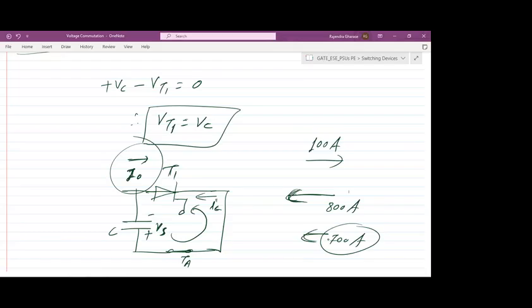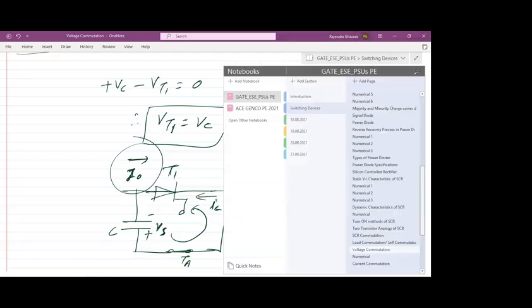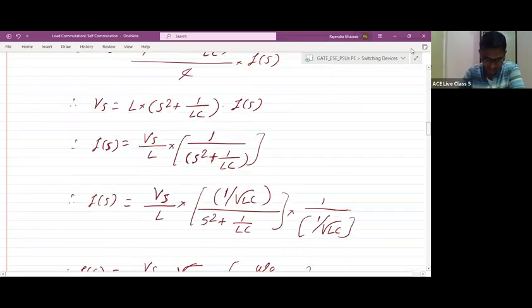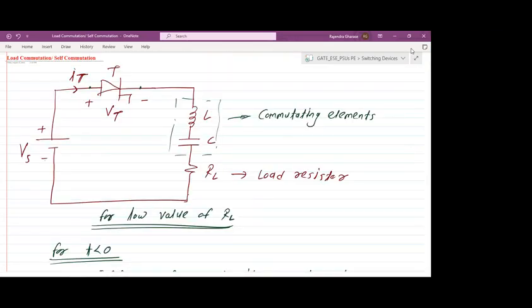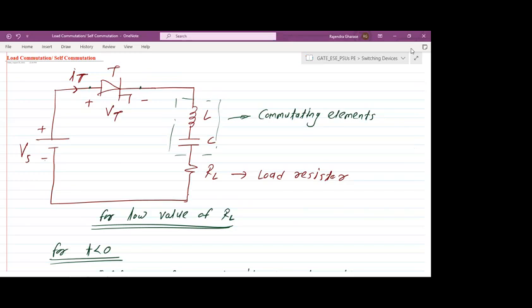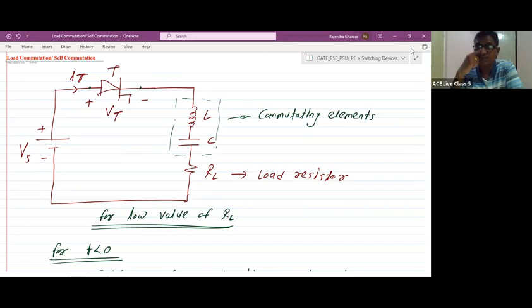Sir, in load commutation, you said that after t equal to pi by omega naught, TC value will be infinite. So the SCR will never get turned off completely, and commutation will not be complete? No, the SCR will turn off. TC is infinite, the meaning is definitely our TC will be greater than TQ.